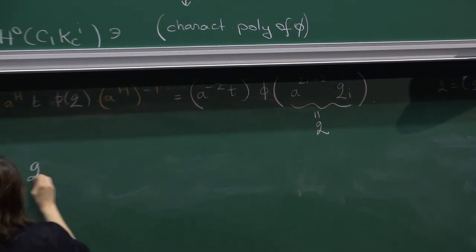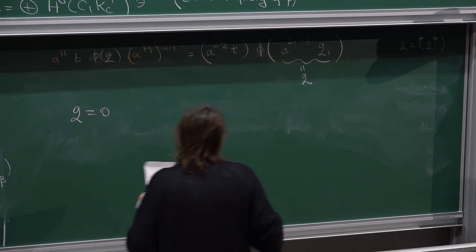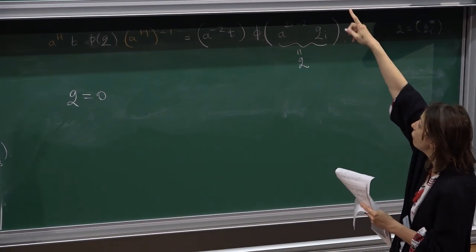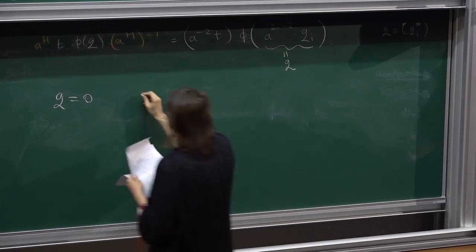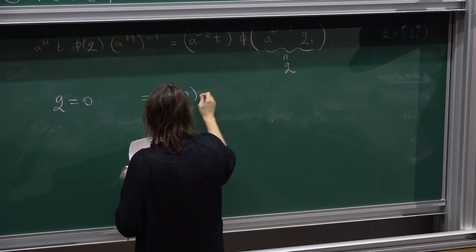So for example, if q is equal to zero, then if you look at the definition of the Hitchin section, phi of q will be just phi of zero, which is just x minus.